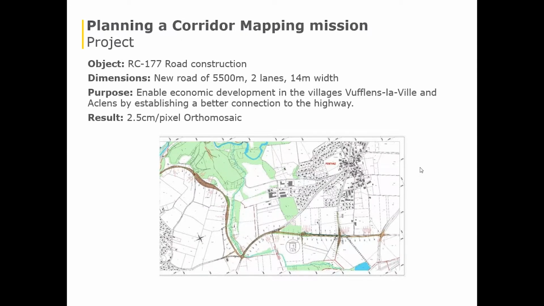Good. So let's look at a corridor mapping mission based on a real world project. The object is the project RC177, a road construction here in Switzerland. It's a new road of 5,500 meters. It's going to have 2 lanes and it's 14 meters in width. The purpose is to enable economic development in the villages Bufflon, La Ville, and Aclan by establishing a better connection to the highway. The result should be a 2.5 centimeter per pixel orthomosaic.